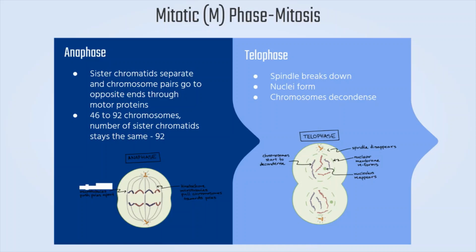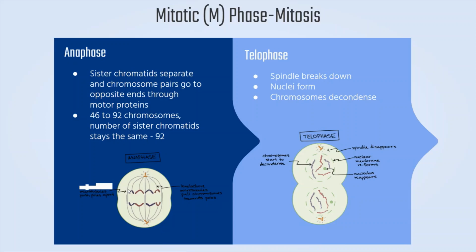The next step of mitosis is called anaphase, and this is where sister chromatids will separate into chromosome pairs, and they will go to the opposite ends through things called motor proteins. And you can see in this diagram, sister chromatids are separating from 46 total chromosomes to 92 total chromosomes. However, the number of sister chromatids will stay the same since they already duplicated in prophase.